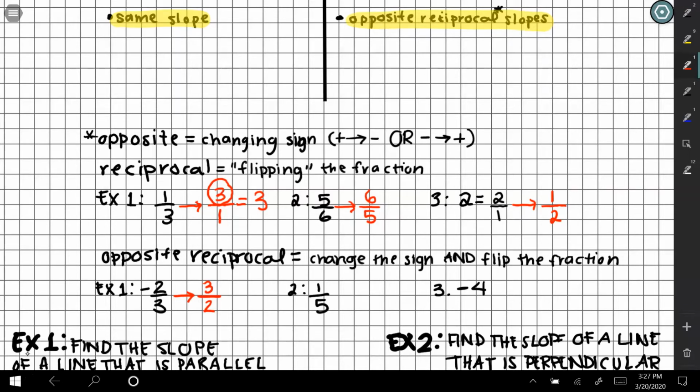I'm going to do the same thing here, draw my arrow. Now this is positive, and I know because it doesn't have a negative in front of it. So the opposite of positive is negative.